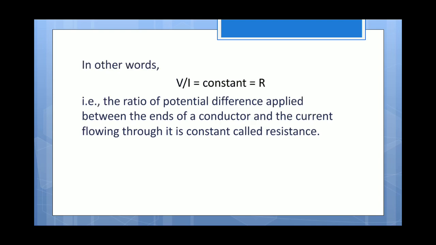In other words, V upon I is equal to a constant, which is equal to resistance. That is, the ratio of potential difference applied between the ends of a conductor and the current flowing through it is constant, called resistance.